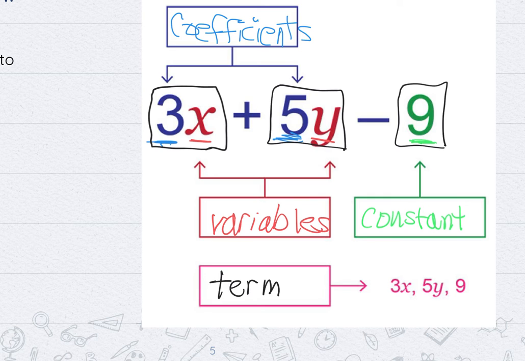But 9 will be constant. And those terms, 3x, 5y, and 9, are going to be any numerical value represented or separated by a plus sign, a minus sign, an equal sign, a less than or equal sign, anything that separates them that's not multiplication or division is going to tell us what our terms are.